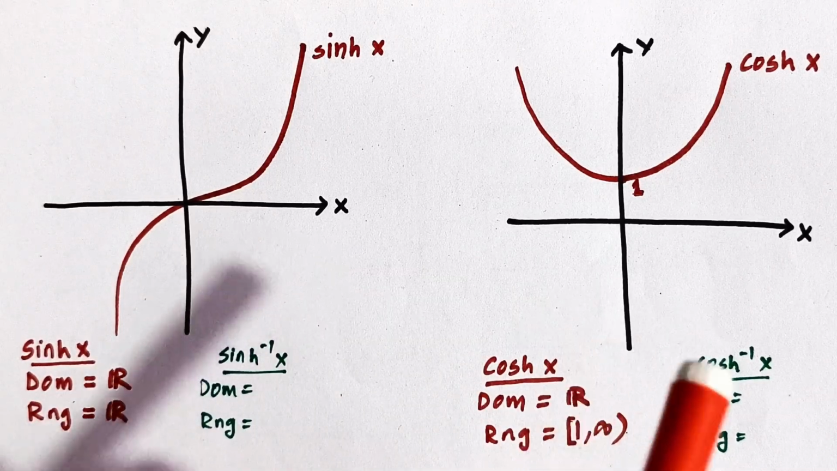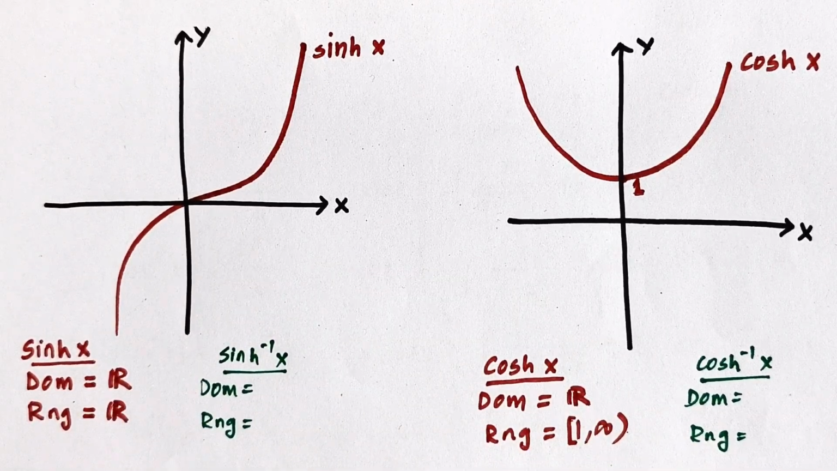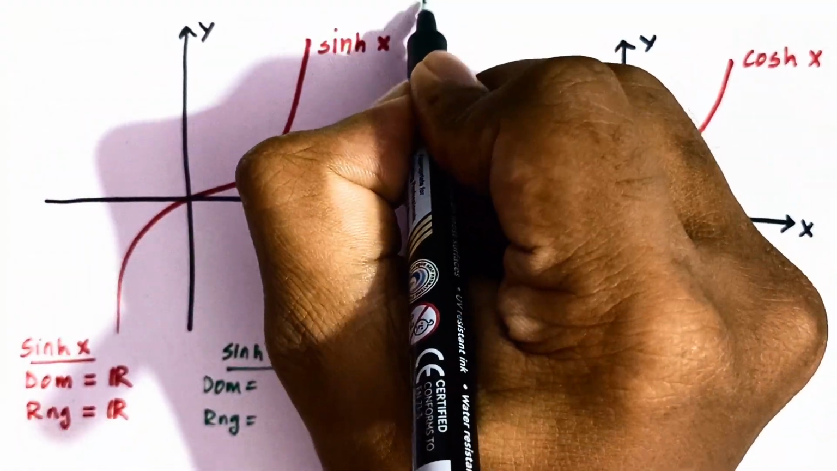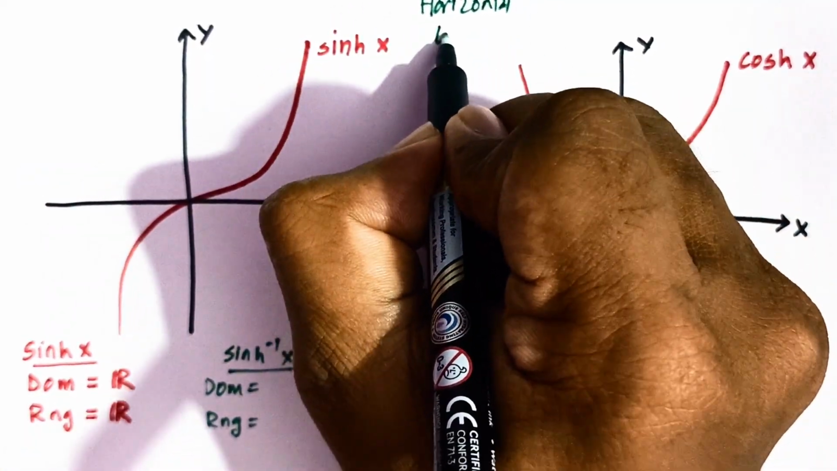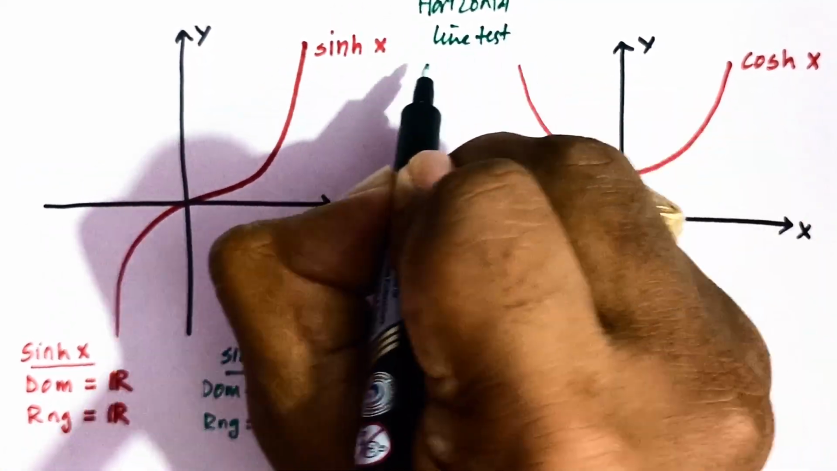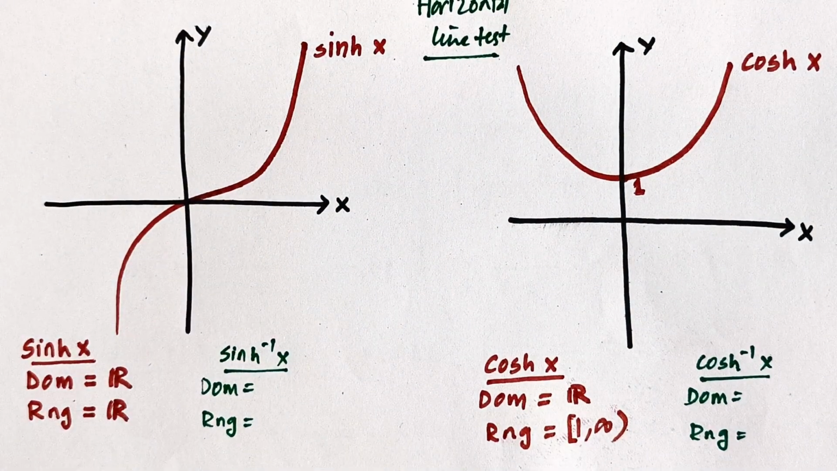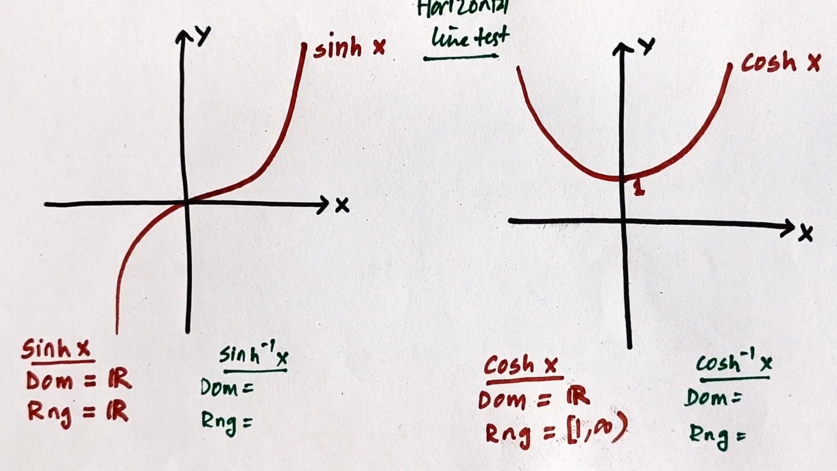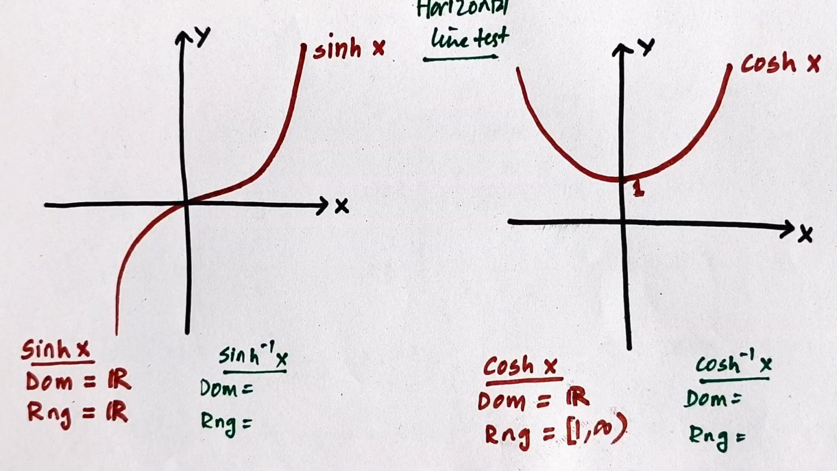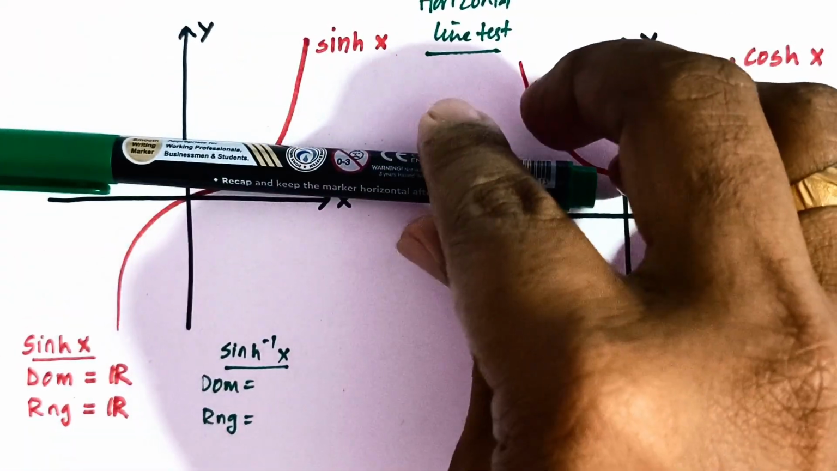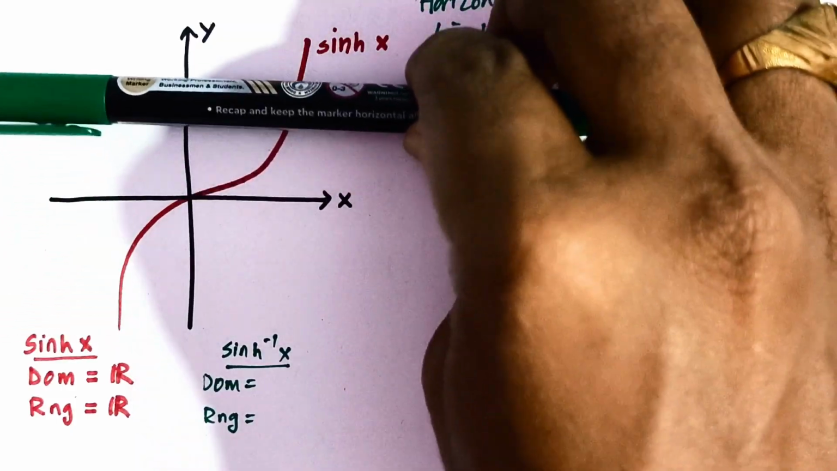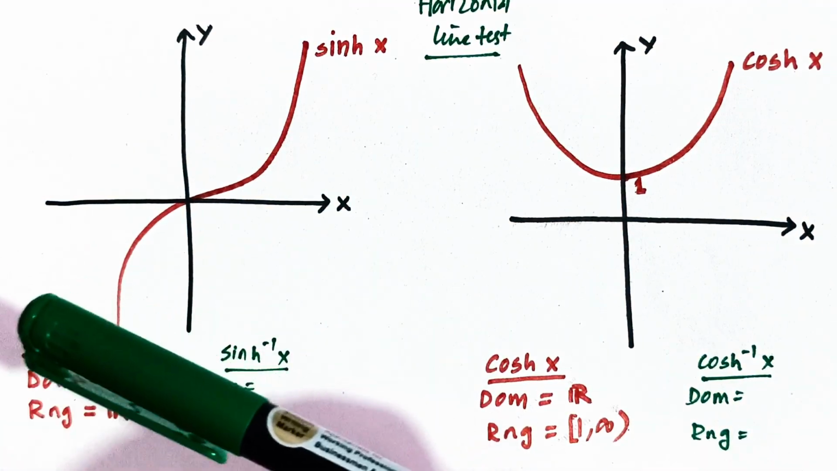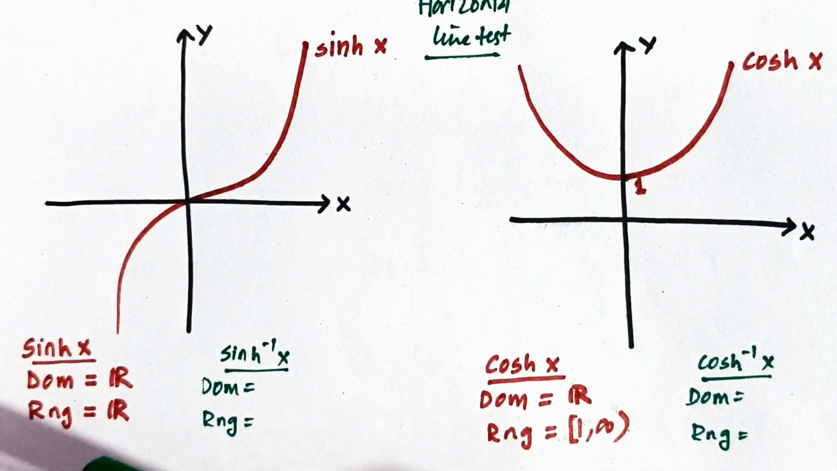or not by using a test called the horizontal line test. What does the test say? If every horizontal line passes through the graph at most once, that means take any horizontal line, it should pass the graph at most once. That means it may not pass, or if it passes, it will pass through a single point.